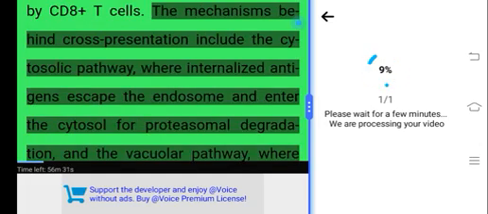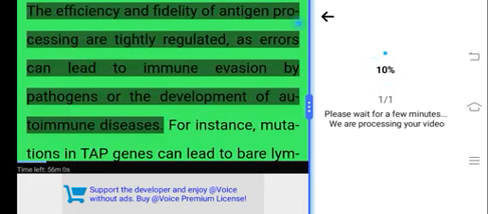The mechanisms behind cross-presentation include the cytosolic pathway, where internalized antigens escape the endosome and enter the cytosol for proteasomal degradation, and the vacuolar pathway, where peptides are generated within endosomes without involving the proteasome or TAP. 4. Regulation and immunological importance.